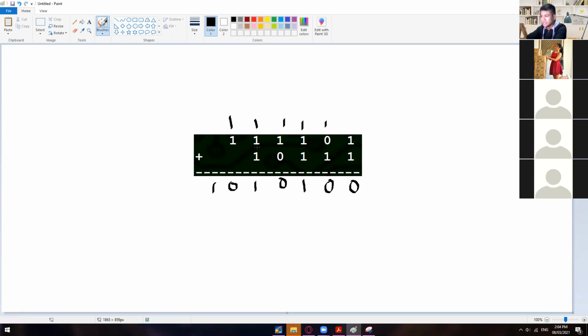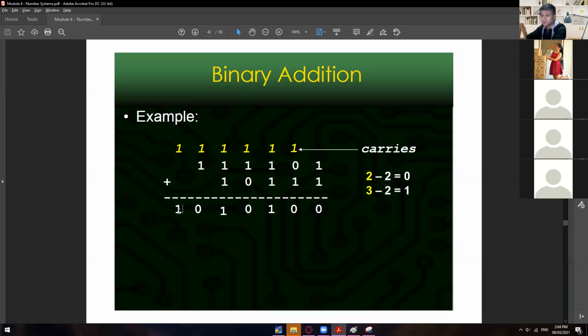So there you go. The addition of this number and this number is 1010100. So let's see, 1010 and then 100. Okay. So that's how we add binary. Were you guys able to follow?